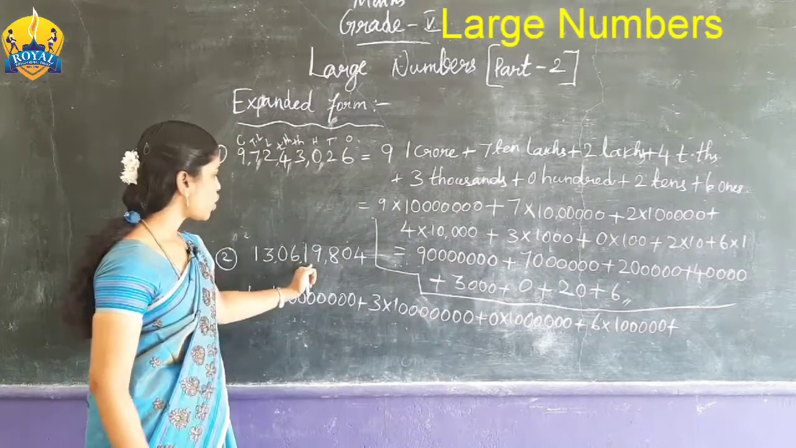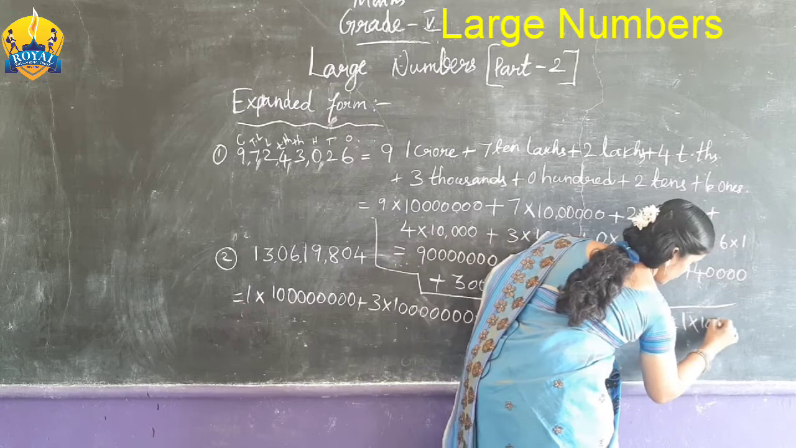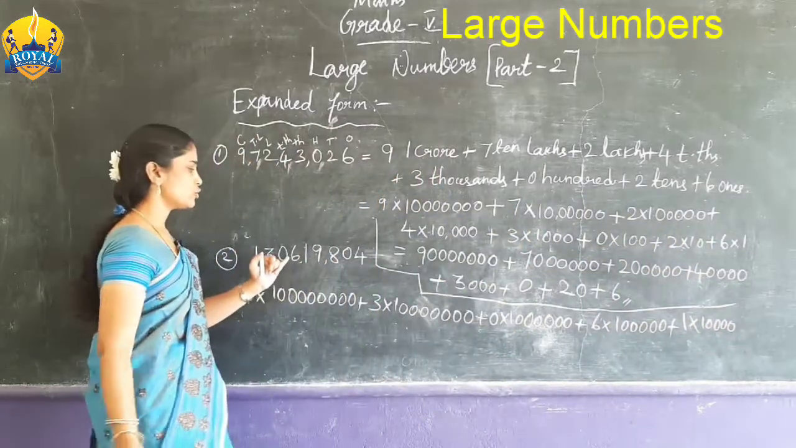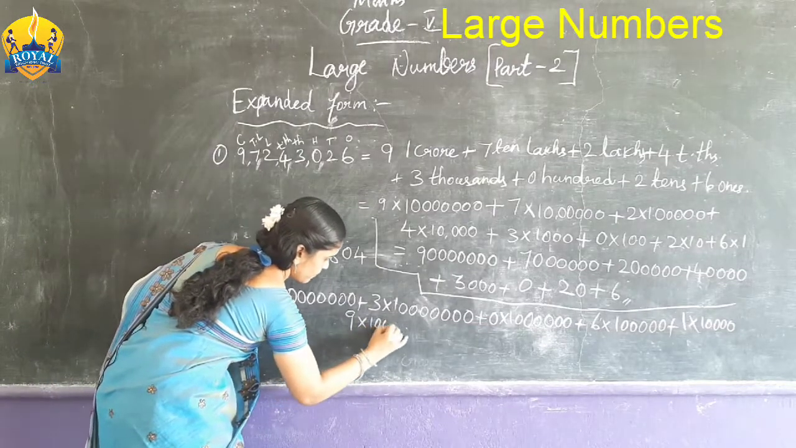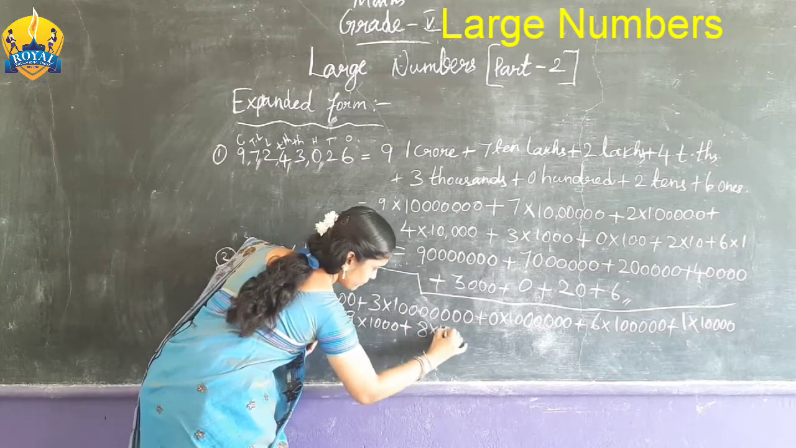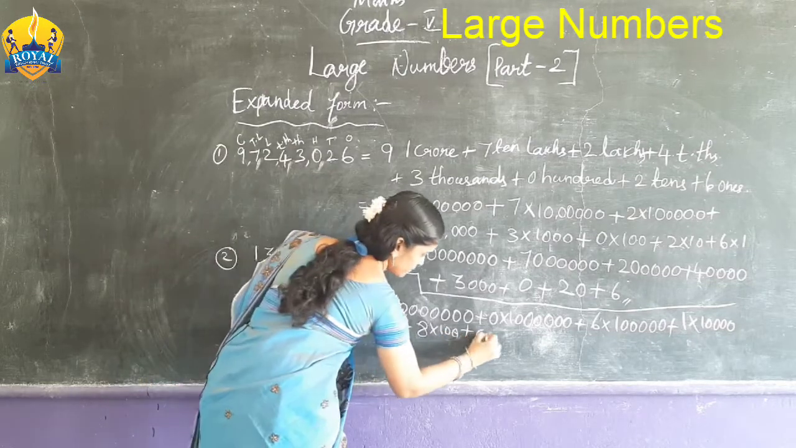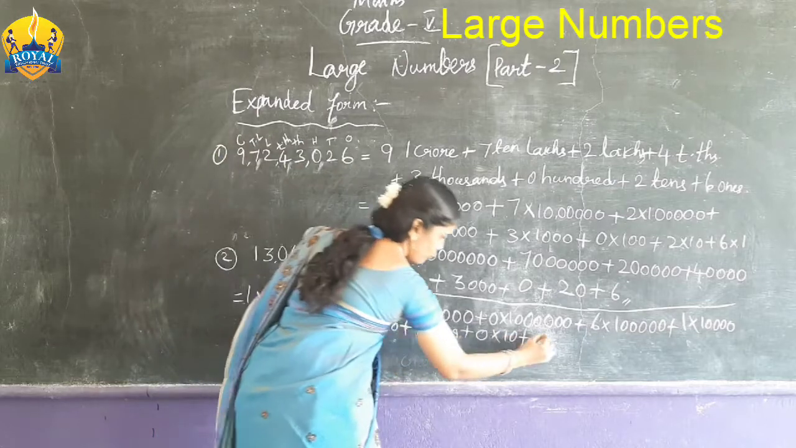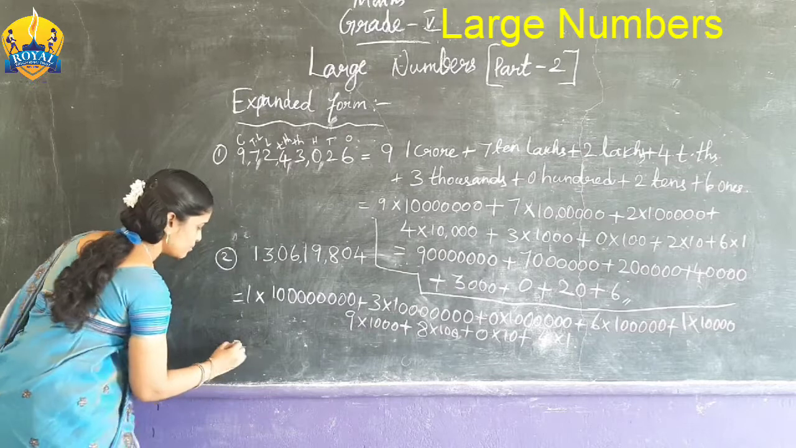And the next one is 1 into 10,000. The next one is 9 into 1000, plus 8 into 100, plus 0 into 10. The next one, yes, 4 into 1. Okay. So we multiply the numbers.